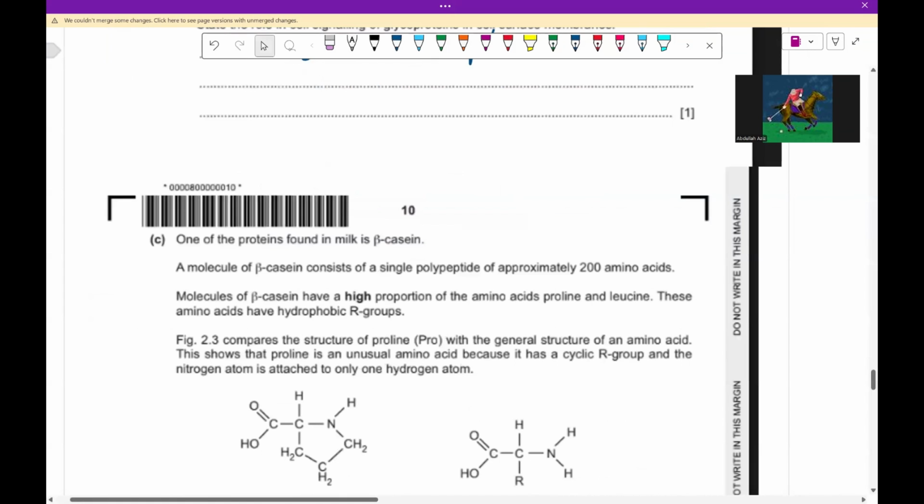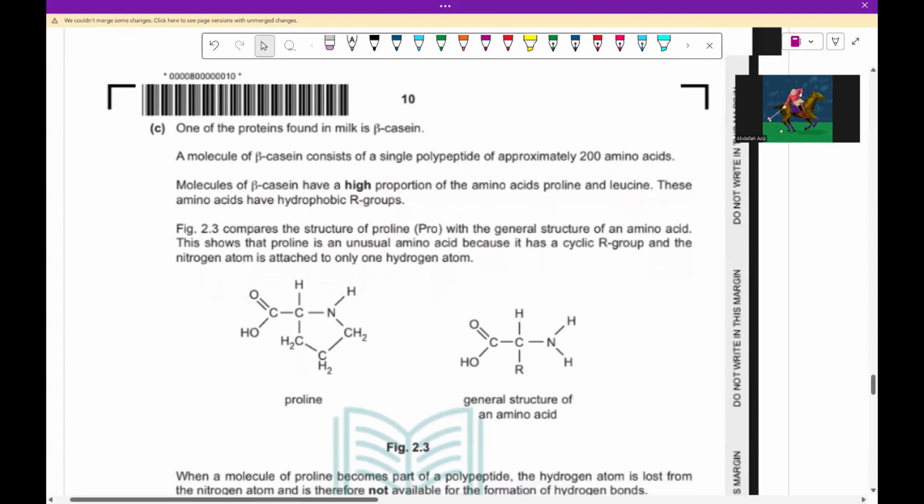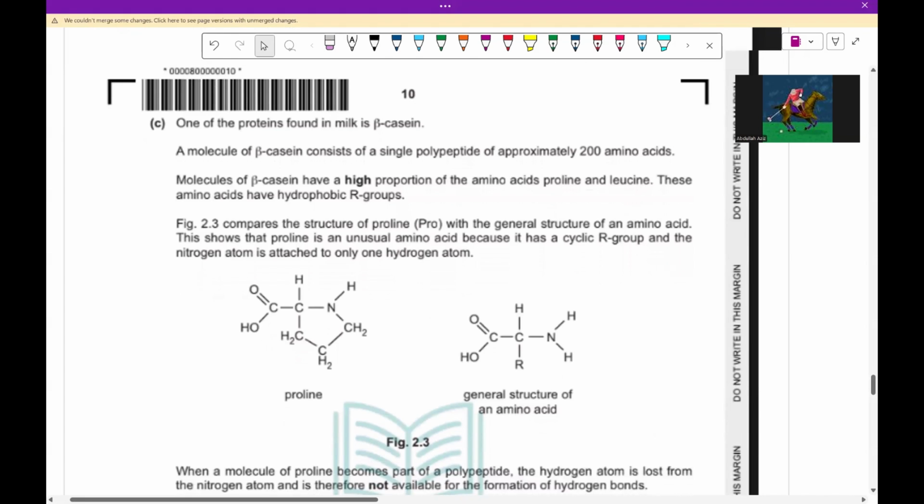One of the proteins found in milk is beta-casein. Molecules of beta-casein consist of a single polypeptide of approximately 200 amino acids. So it only has tertiary structure, no quaternary structure. Molecules of beta-casein have a high proportion of the amino acids proline and leucine. These amino acids have hydrophobic R groups. Okay, so that means that it is a globular protein since it has hydrophobic R groups.